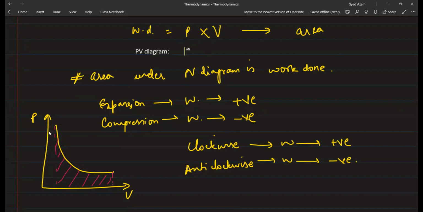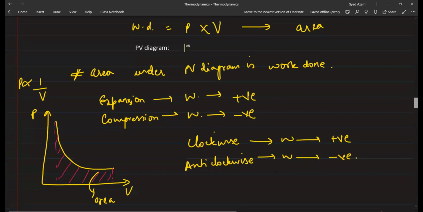Like this, if you get the graph, pressure versus volume. See, this is inversely proportional. So you're getting a hyperbolic graph. Now this area that is enclosed, this area will give you the work done. And suppose for a cyclic process, we are seeing a clockwise direction, then work done will be positive. Otherwise, work done will be negative for anti-clockwise.